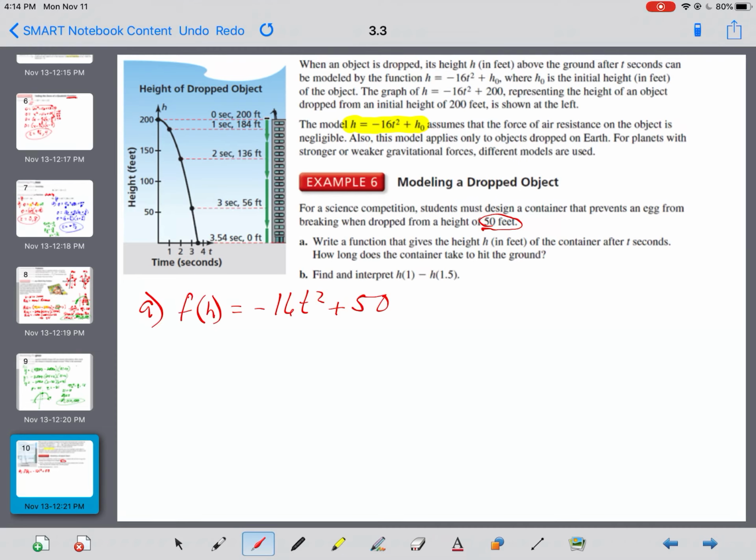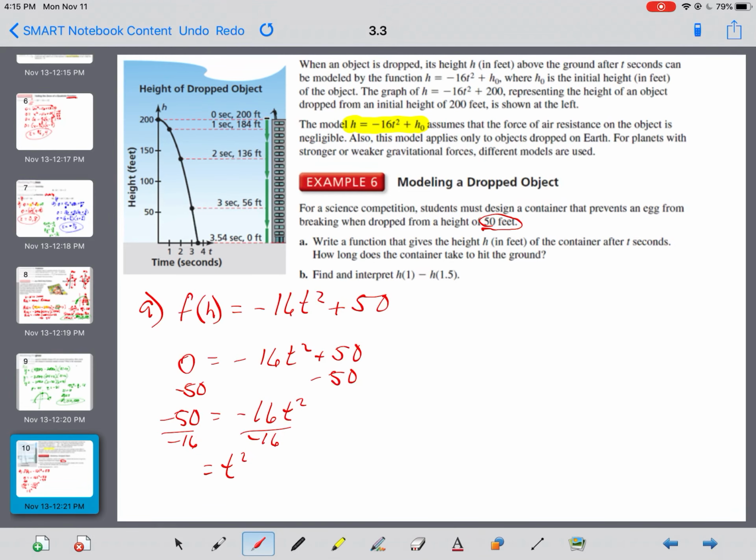How long does it take to hit the ground? Well, where's the ground? The ground is at 0. So if we set this equal to 0, we can solve for t. I only see one t there. I could do it graphically, but I have to deal with all the graphy stuff. Can we do the math? Yeah, I think we could do the math. Negative 50 equals negative 16t squared. Divide by negative 16. The negatives go away.